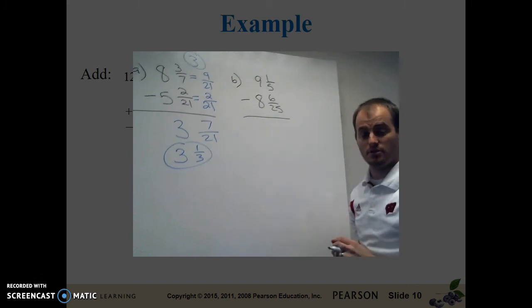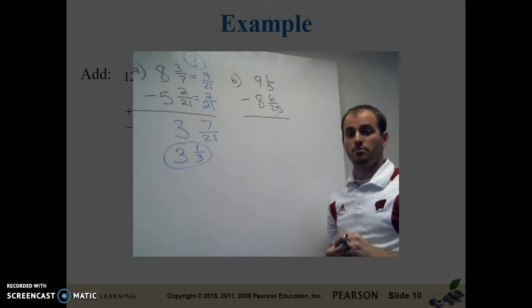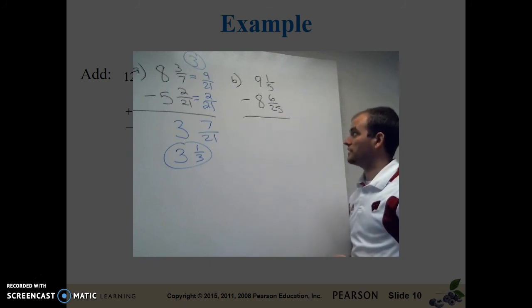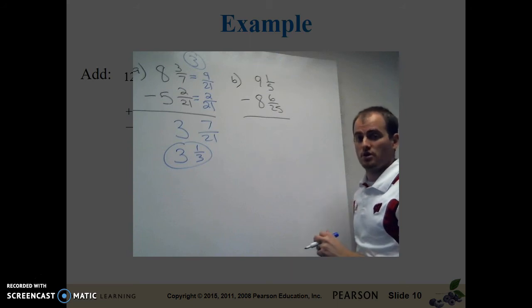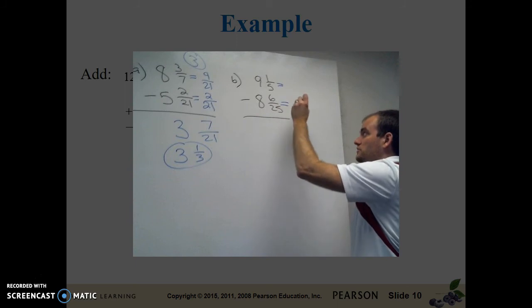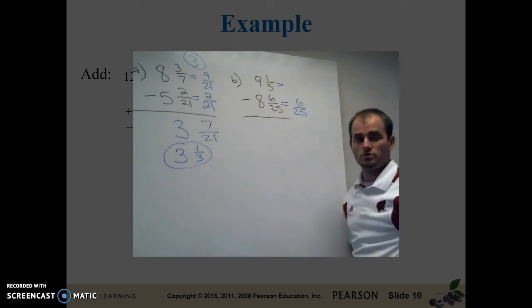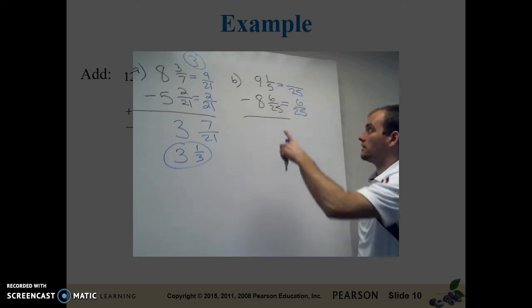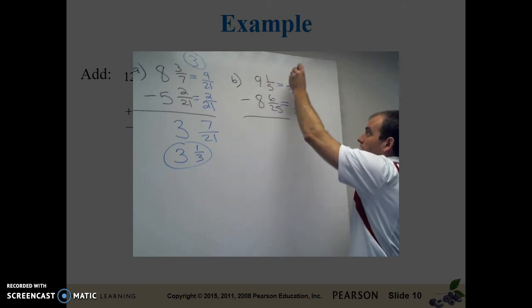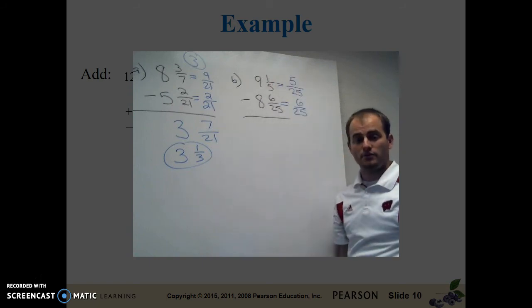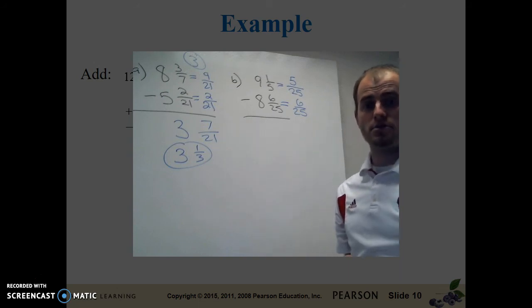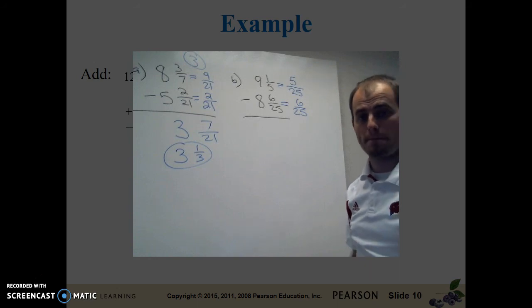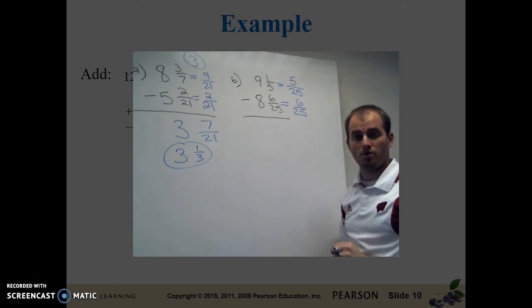Okay, they aren't always that easy because sometimes when you subtract, you have to borrow, if you remember that, from our whole numbers section. So 9 1/5 minus 8 6/25. First, again, subtract the fractions. The common denominator would be 25. 5 times 5 is 25, so 1 times 5 is 5. Now we have a problem because we can't subtract the 5 minus the 6 because it would give us a negative number. So this is where we have to do the borrowing.